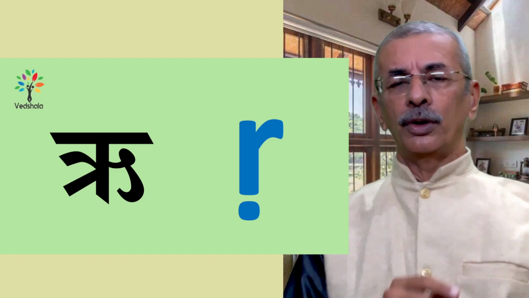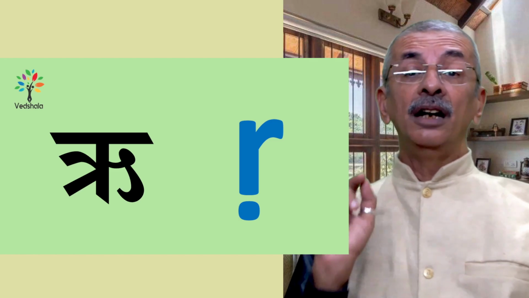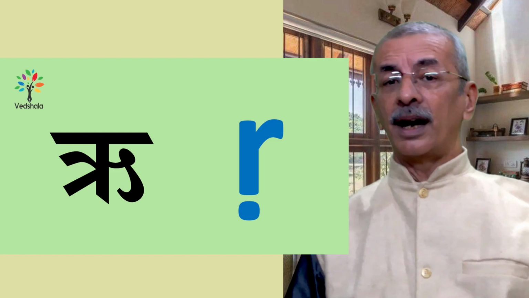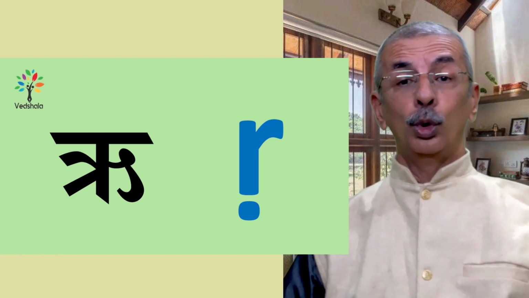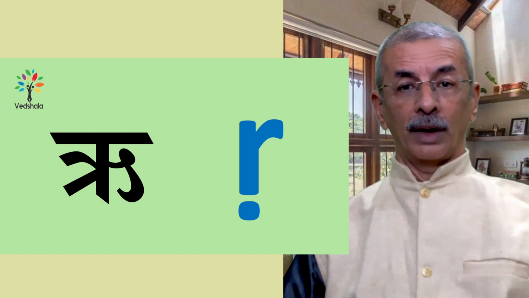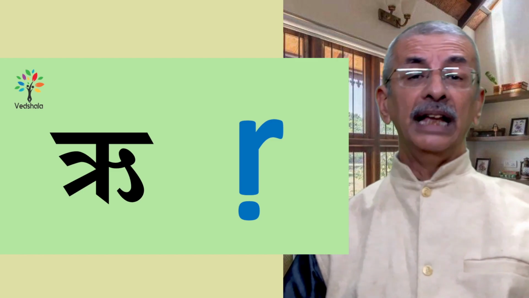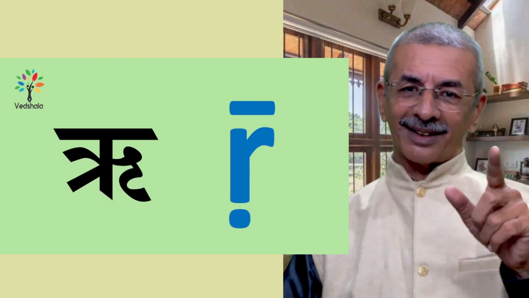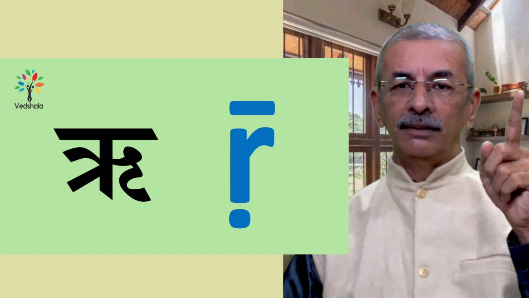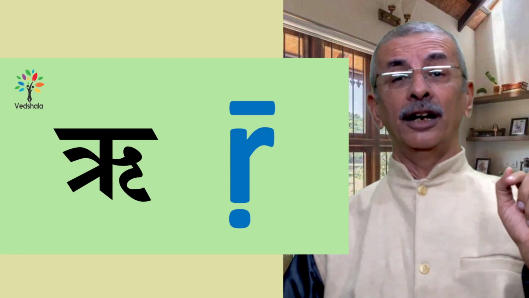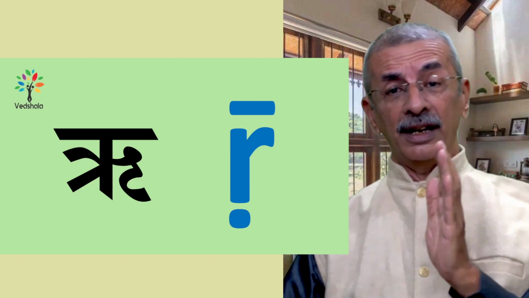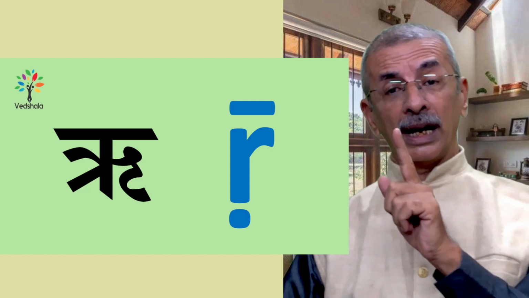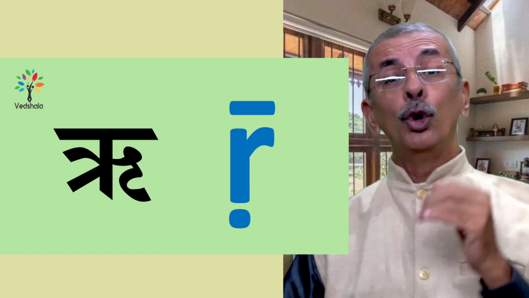Now here you observe, the alphabet r has an under dot. That means ṛ, the short one, and the dirgha one is ṝ. Now here there is an overline as well as an under dot. r with an under dot is ṛ. Because it is extended, it has an overline, and that is considered as ṝ.